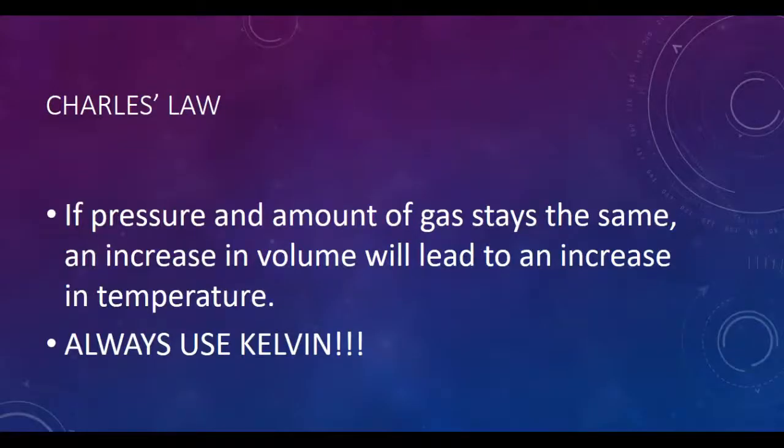All right, so we're going to move on to Charles' law. Charles' law is going to look at the relationship between volume and temperature. So we're going to assume that the pressure and the amount of gas, so of our four variables, pressure, amount of gas, volume, and temperature, if pressure and the amount of gas stays the same, an increase in volume is going to lead to an increase in temperature. So unlike Boyle's law, where it was an indirect relationship, when one went up, one went down, Charles' law is a direct relationship. When one goes up, the other is going to go up. Volume increases, temp increases. If temp decreases, then volume is going to decrease. So it's a direct relationship.